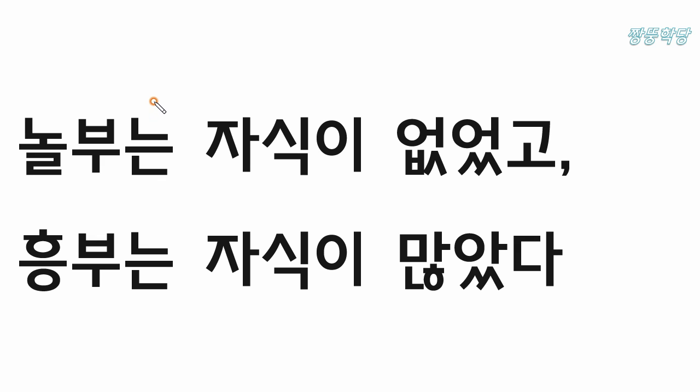Okay, now I'm going to read this sentence very slowly. Listen carefully and try to get an image. Are you ready? 놀부는 자식이 없었고 흥부는 자식이 많았다. Listen again. 놀부는 자식이 없었고 흥부는 자식이 많았다.